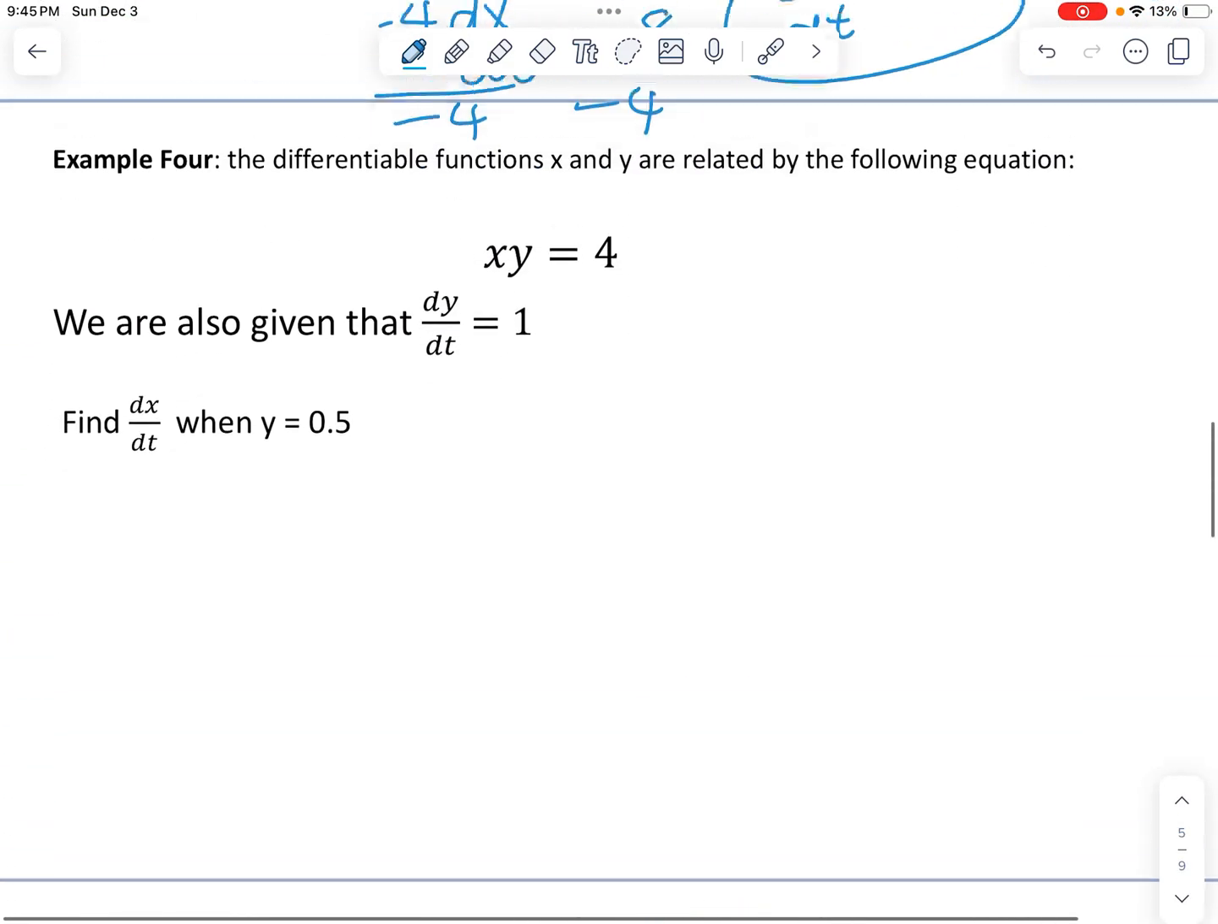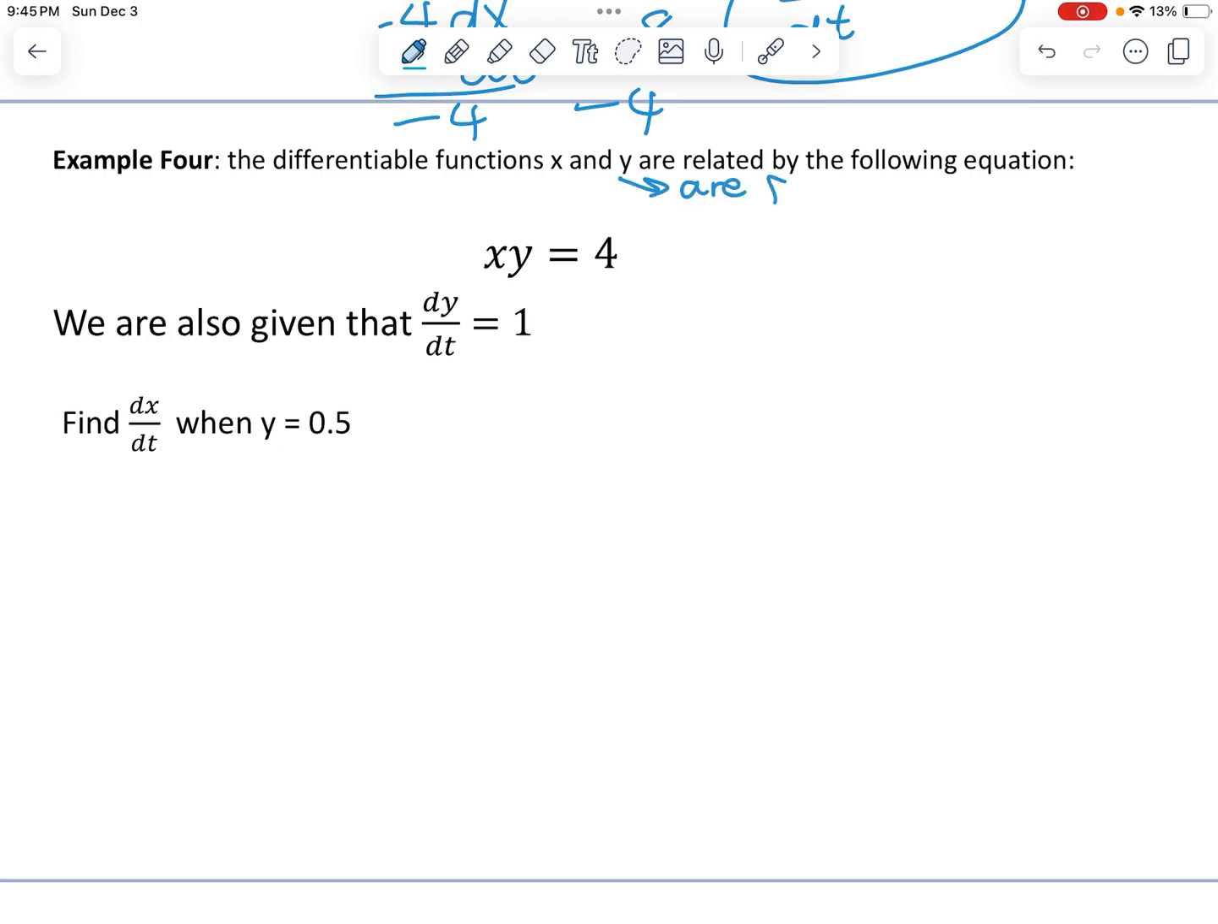One more example, and then we'll move on to some actual related rates problems that you'll see more often. So example 4: the differentiable functions x and y are related by the following equation, xy equals 4. We are also given that dy/dt equals 1. This should say that x and y are functions of time, that's just my mistake by not writing that in the problem. Find dx/dt when y equals 0.5.